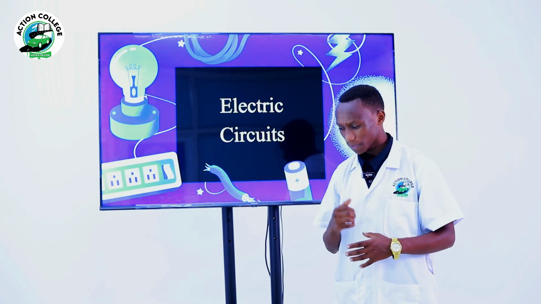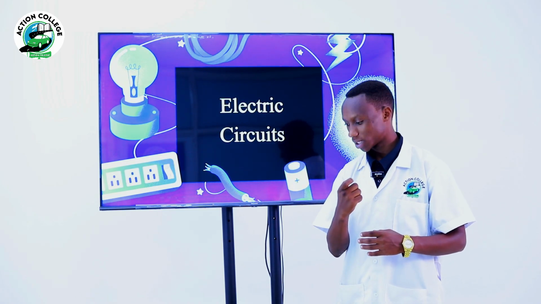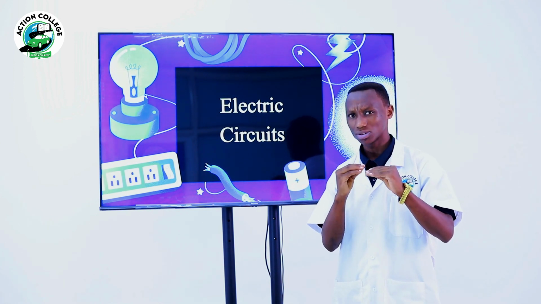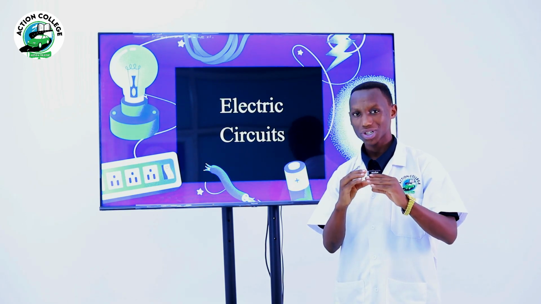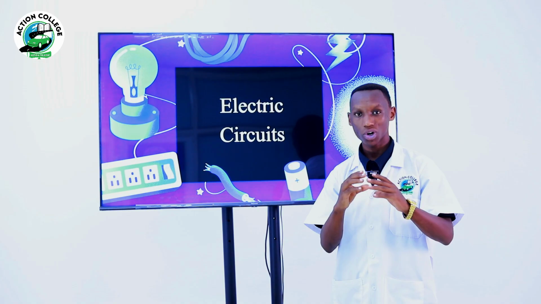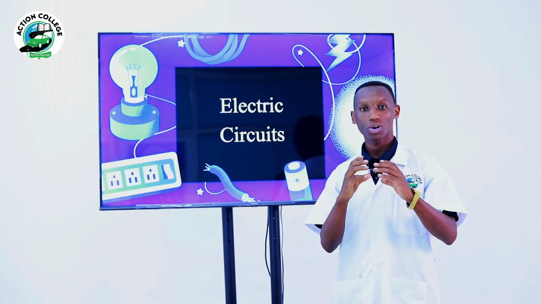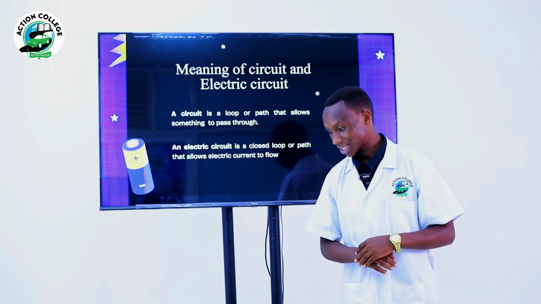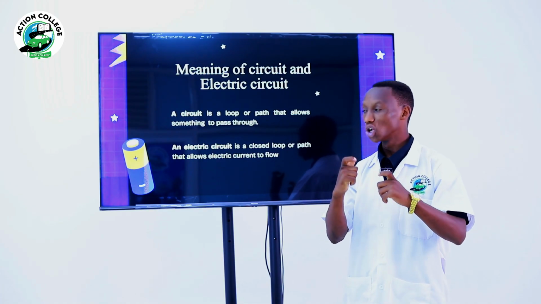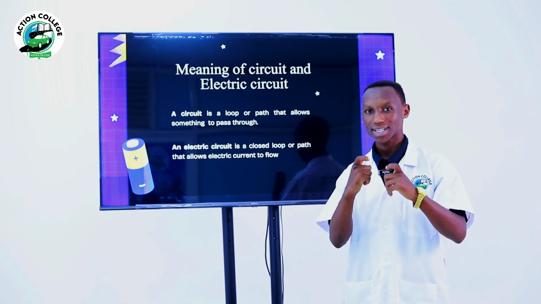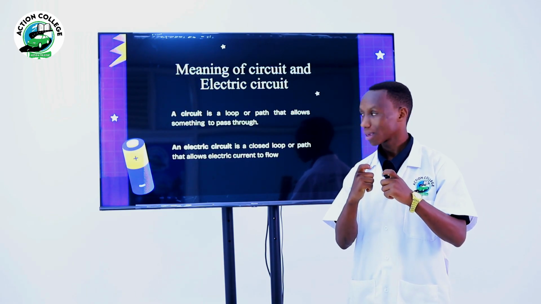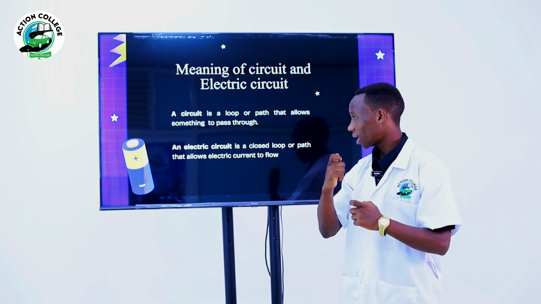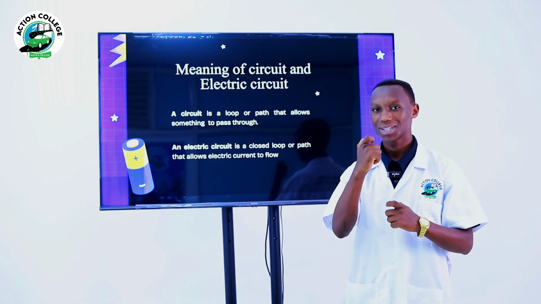I was wondering how an electric circuit is like a relationship. An electric circuit is like a relationship because if there are no connections, there will be no light, right? First of all, what is a circuit? A circuit is a loop or path that allows something to pass through. An electric circuit is a closed loop or path that allows electric current to pass through.